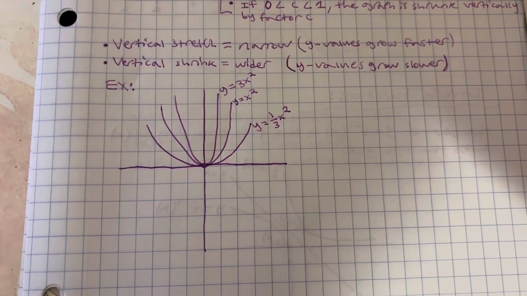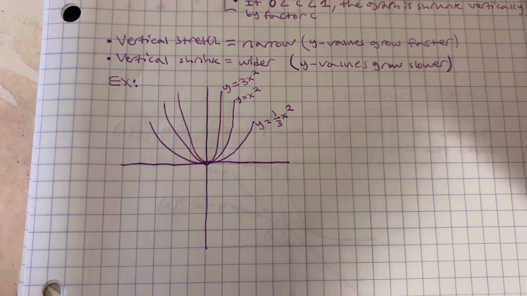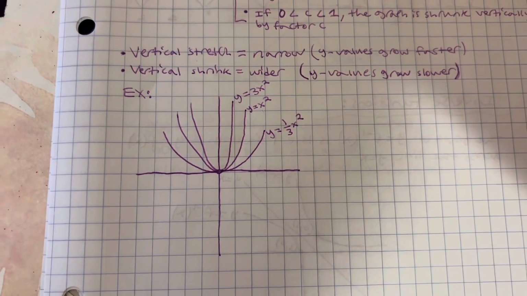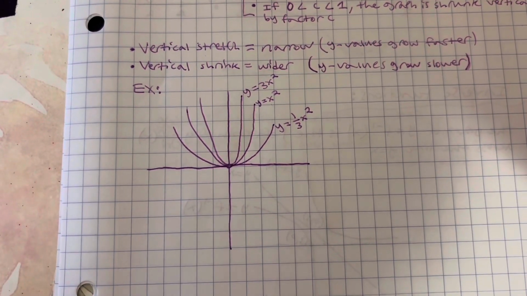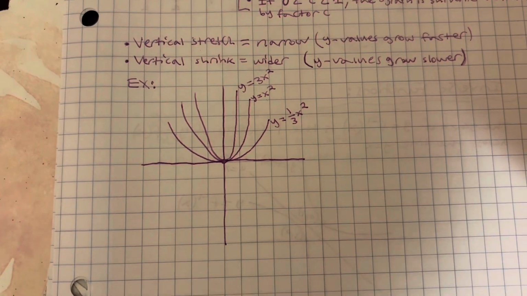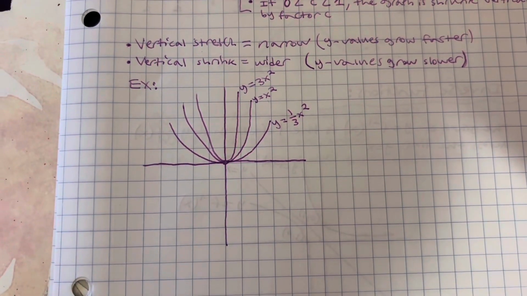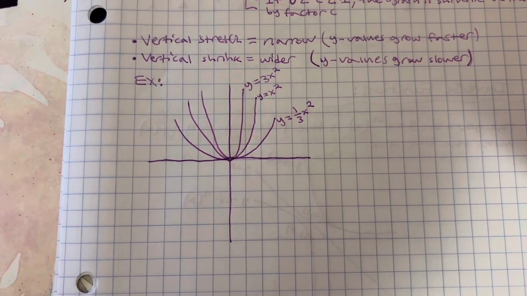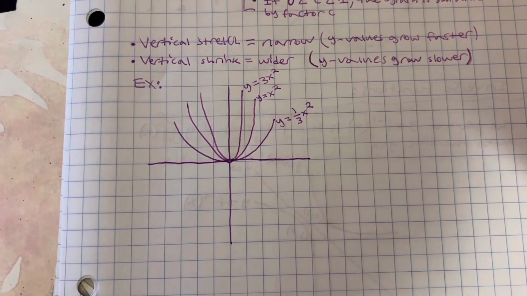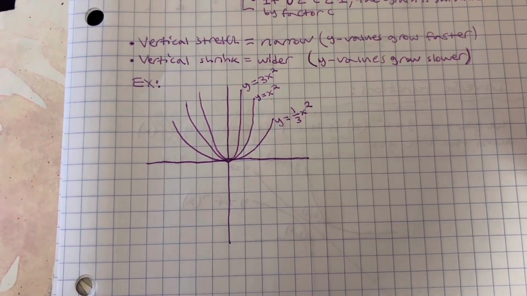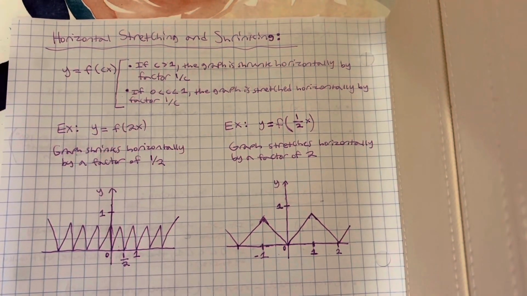We can see an example right here. We have our parent function y equals x squared, just a typical parabola. Then with a vertical stretch, y equals 3x squared, we can see that it starts getting narrower. And at y equals 1 over 3 times x squared, that is a vertical shrink, so it starts getting wider.